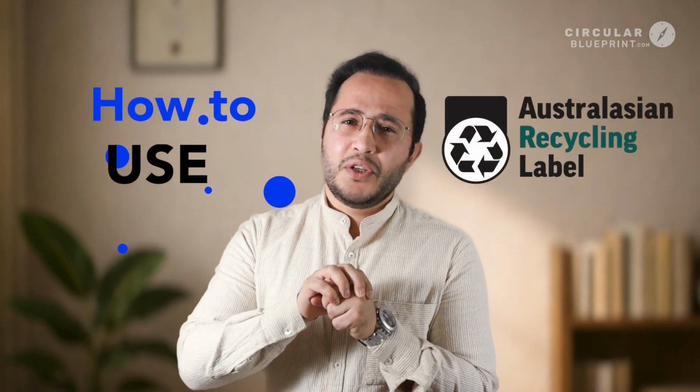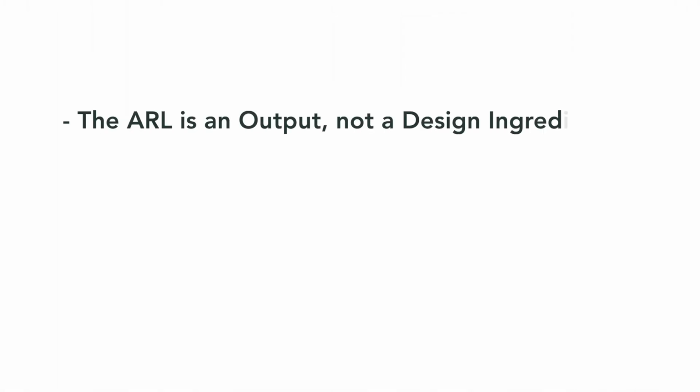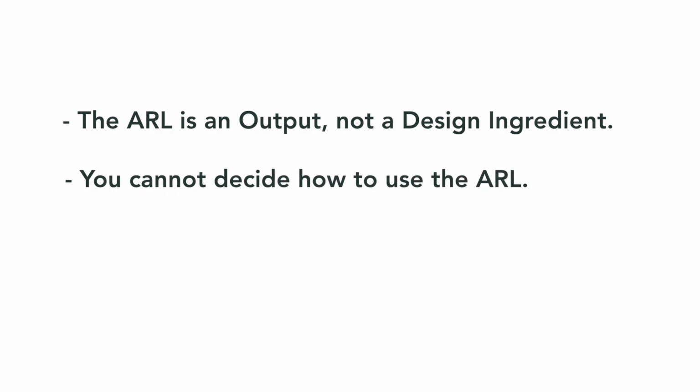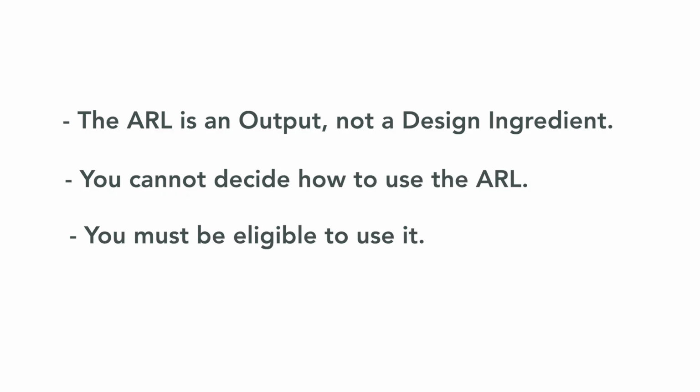So how do you use the ARL correctly? Before we look at the steps, you must understand something very simple and fundamental. The ARL is an output. It's not an ingredient that you could work with. So you cannot decide where or how to use the ARL. You must be eligible to use it. The label is actually awarded to a specific piece of packaging based on its physical properties, and it is not chosen by a graphic designer willy-nilly.